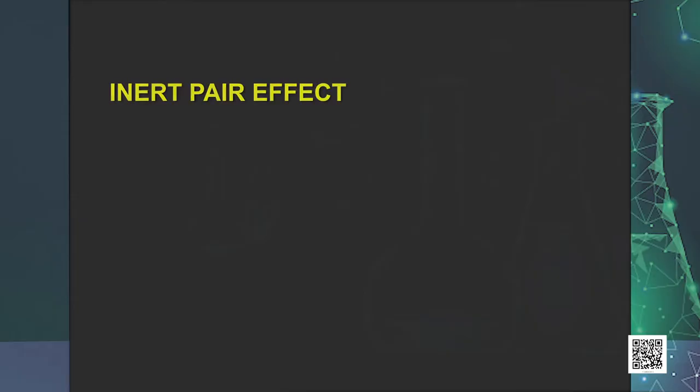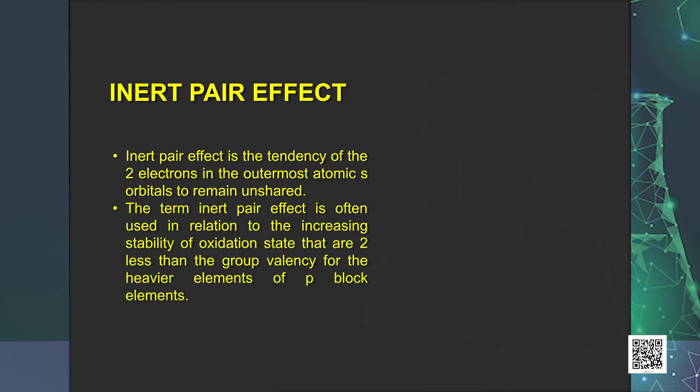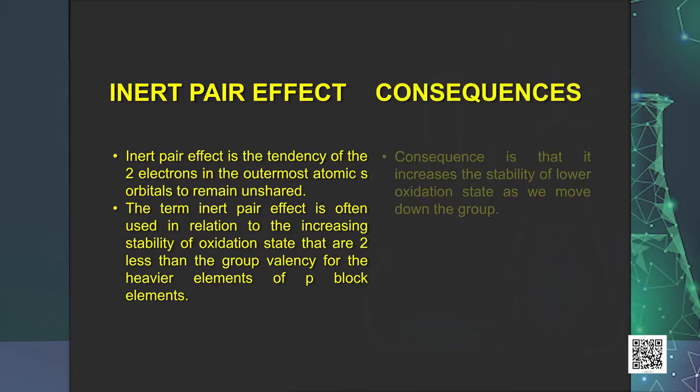Now, the question is, what is the inert pair effect and what is its consequence? Inert pair effect is the tendency of 2 electrons in the outermost atomic s orbitals to remain unshared. The term inert pair effect is often used in relation to the increasing stability of oxidation states that are 2 less than the group valency for the heavier elements of the p block, and its consequence is that it increases the stability of lower oxidation state as we move down the group.